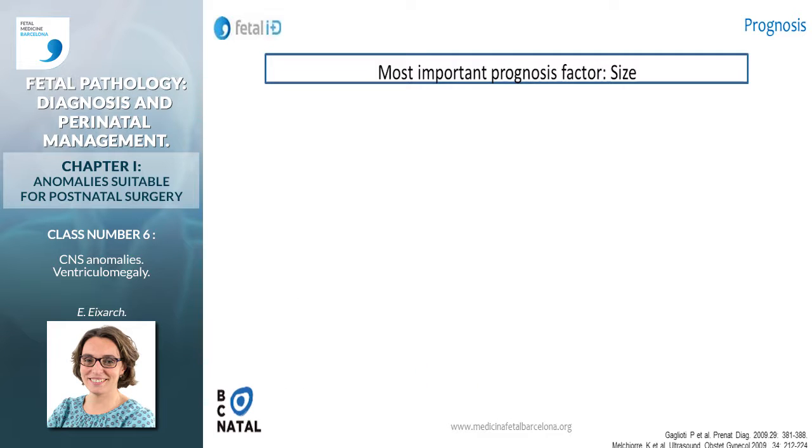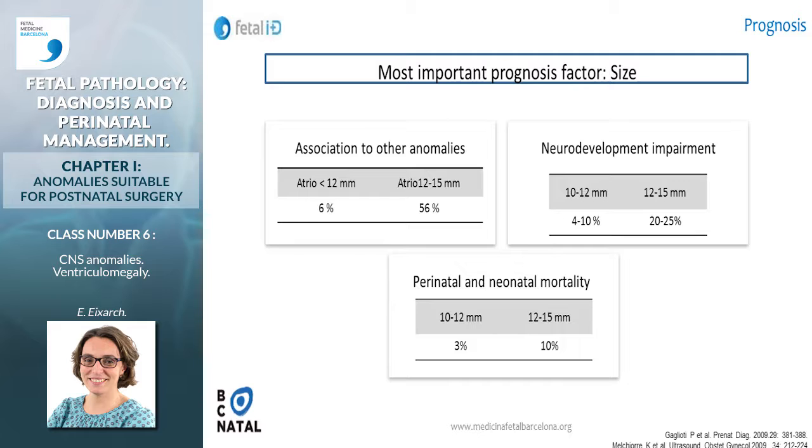Regarding the prognosis, we have to know that the most important factor will be the size of the lateral ventricles at the moment of the diagnosis. As you can see here, the presence of associated anomalies in the mild ventriculomegaly is very different from those moderate or severe ventriculomegalies. Also, the impaired neurological development will be different in those mild cases and in those moderate cases, in which the rates reach 25%. And also the perinatal and neonatal mortality, which is 3% in mild ventriculomegaly and reaches 10% in moderate ventriculomegalies. Therefore, the size will be the most important factor to take into account when advising the prognosis.